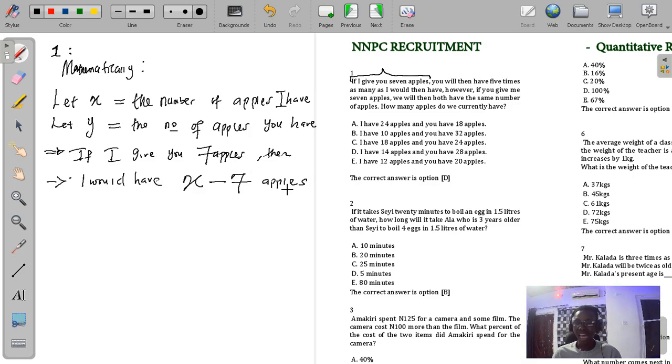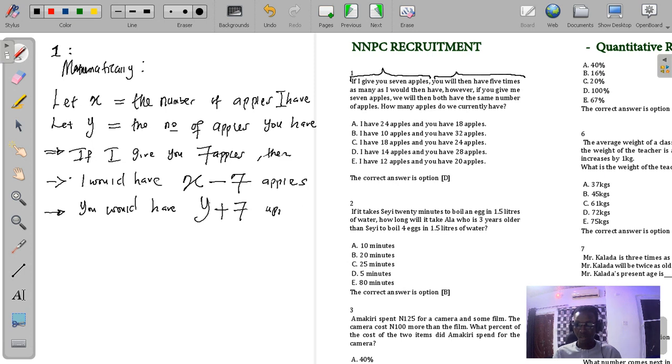Then what happens if I try to interpret this? You will then have 5 times as many as I have. So that means you already have y apples. So if I'm trying to give you 7, I'll remove 7 from my own and I'm adding 7 to your own. So I would have written your own number of apples. You will definitely have y plus 7. Okay, I'm still on the first statement, all right? If I give you 7 apples, that means I'll remove 7 from my own, then I'll add that 7 apples to your own. So that's what we have actually done here, all right?